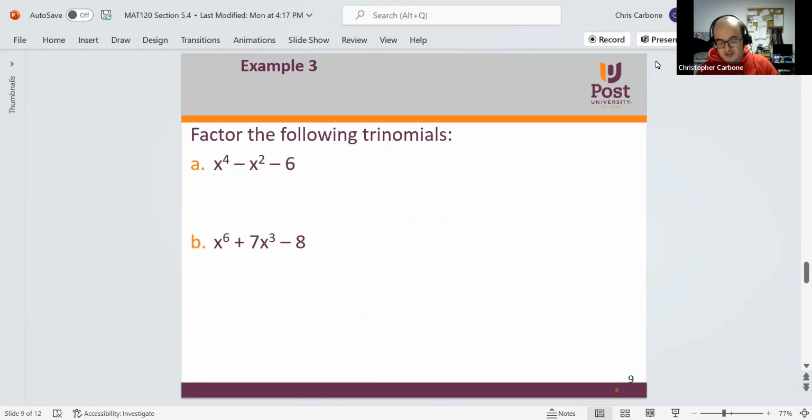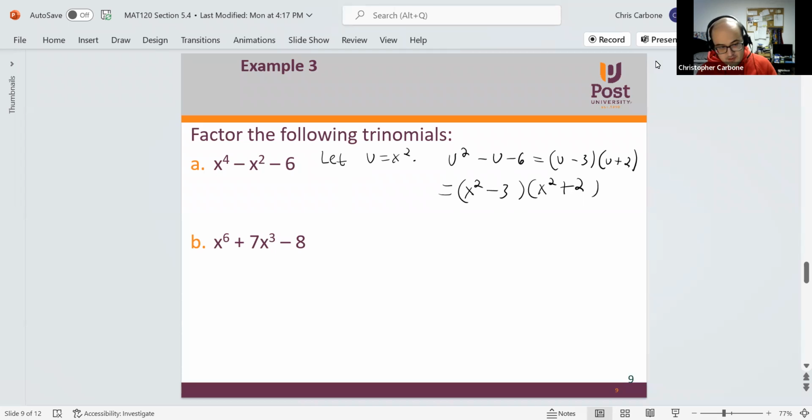So factoring these trinomials, x to the 4th minus x squared minus 6, we would just need to let u be x squared. So this trinomial becomes u squared minus u minus 6. And it factors just like that last one on the last slide, with a 3 and a 2, a negative 3 and a positive 2. So u minus 3 times u plus 2. And replacing the substitution, this will be x squared minus 3 times x squared plus 2.